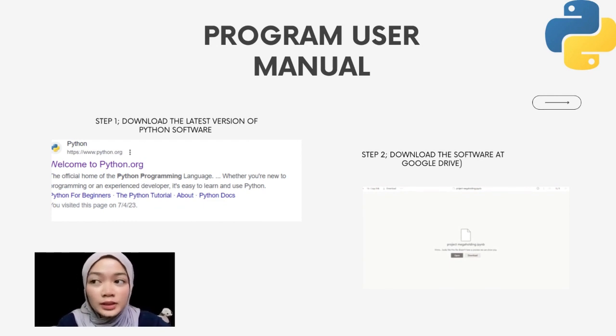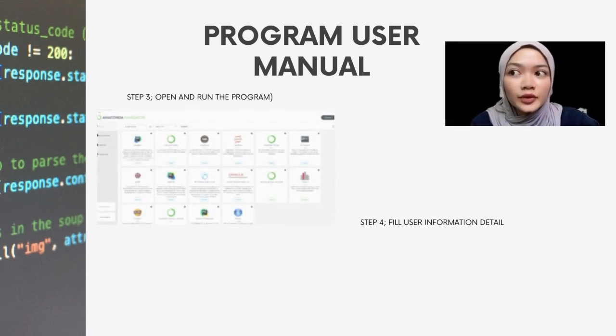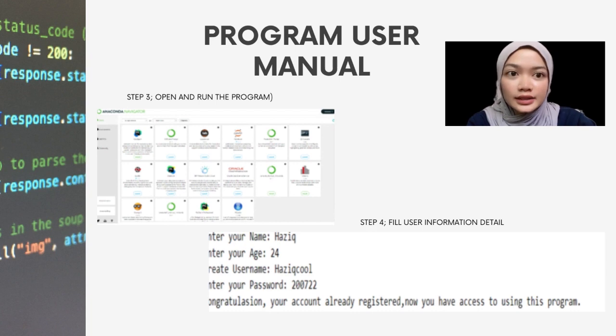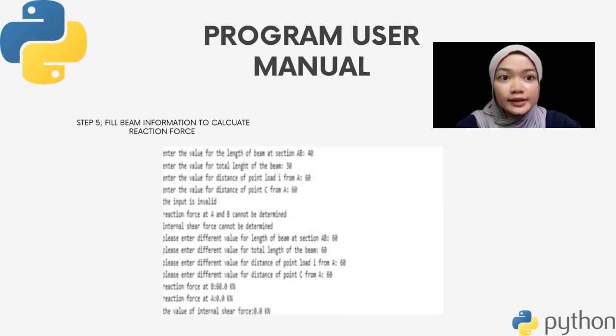Today I will present the program user manual. The first step is you need to download the latest version of Python. Then we will provide you a link to download the software at Google Drive. Step 3, after you download Python, you open and run the program. Step 4, you fill in the user information details like this example. The last step is you fill in the beam information to calculate the reaction force like this example.